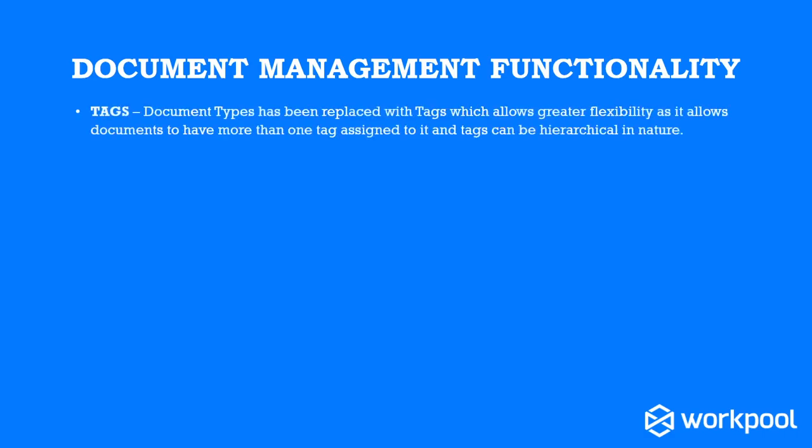The first item is the tags. Document types have been replaced with tags, which allows greater flexibility as it allows documents to have more than one tag assigned to it, and tags can be hierarchical in nature.